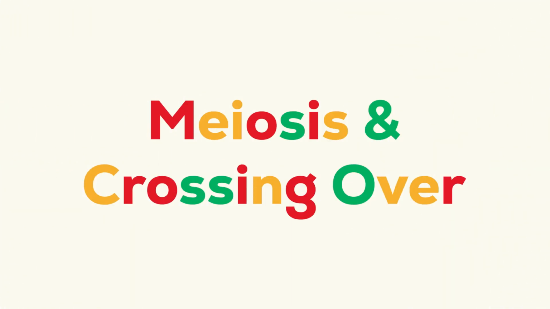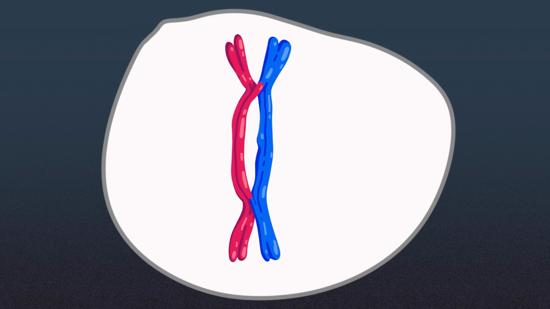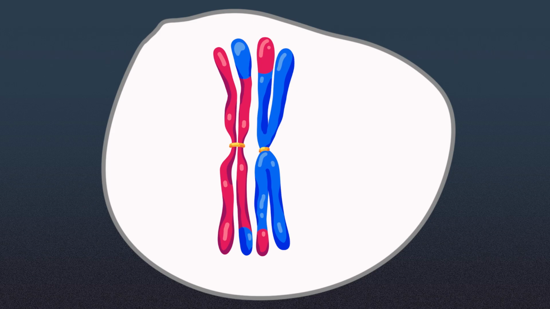When tetrads are formed in prophase 1 of Meiosis I, something occurs called crossing over. Crossing over is essentially swapping DNA from maternal and paternal chromosomes. Crossing over helps increase the genetic variability. This only occurs between homologous chromosomes which have the same number.